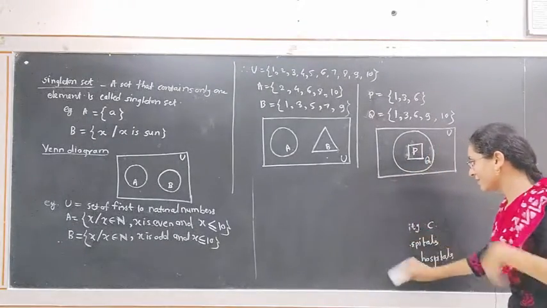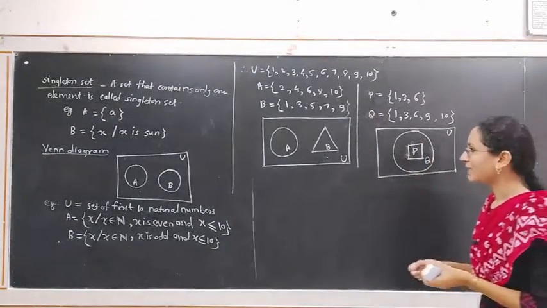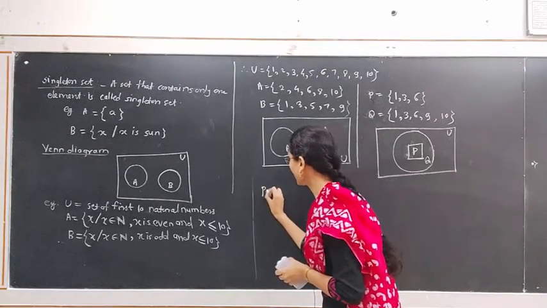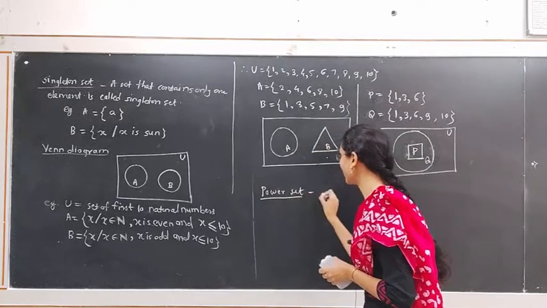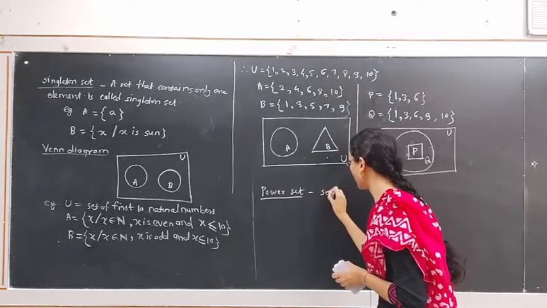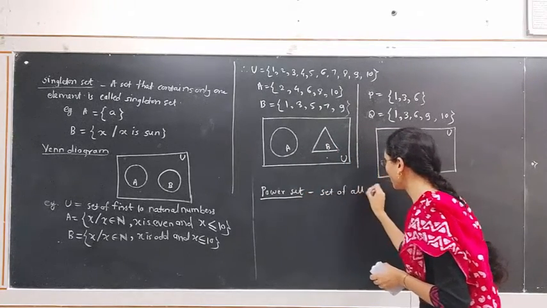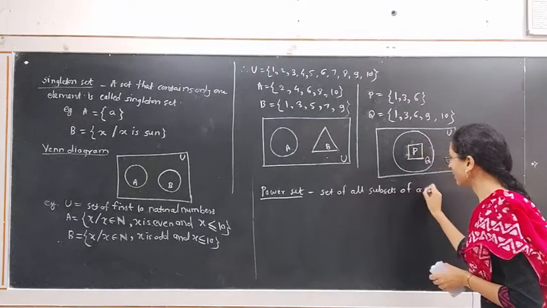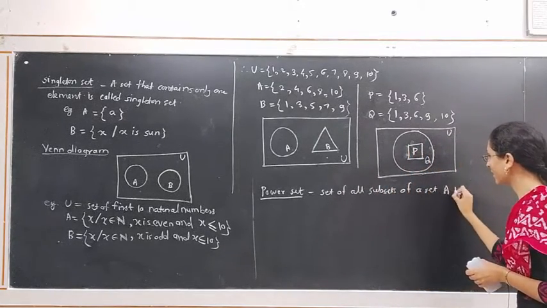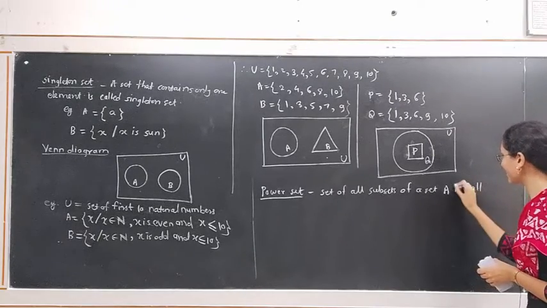The next definition is power set. The set of all subsets of a set A is called the power set.